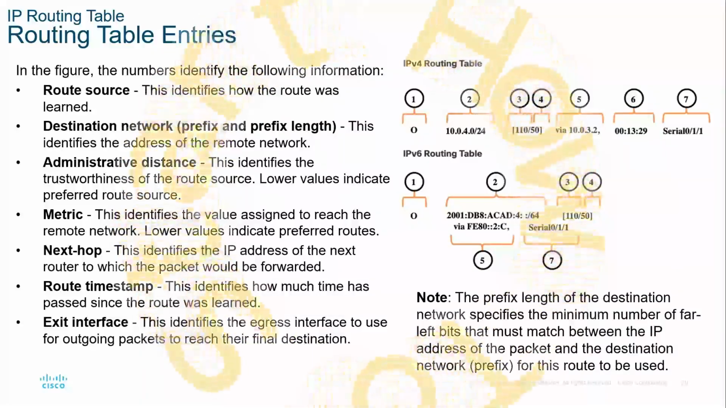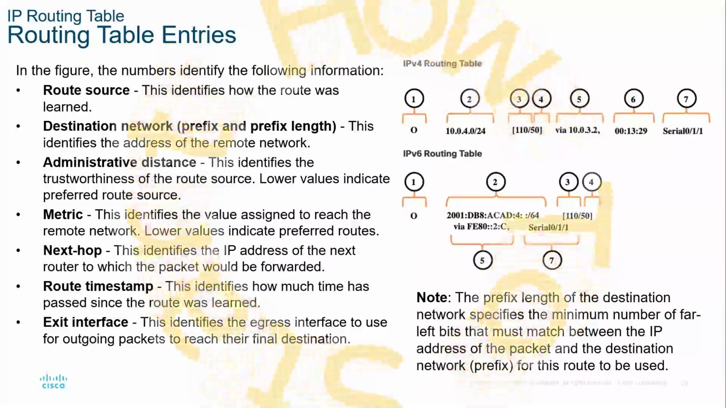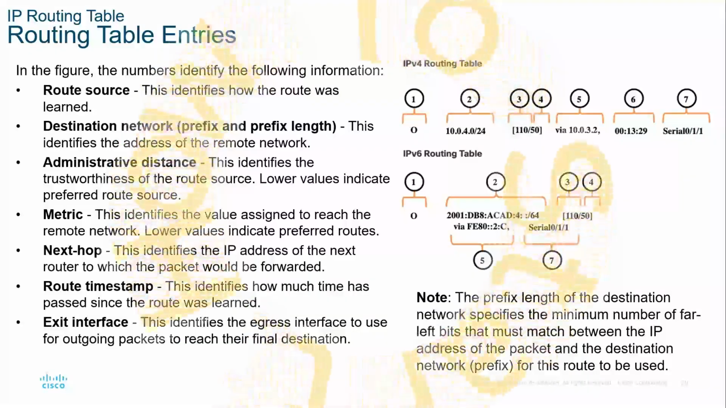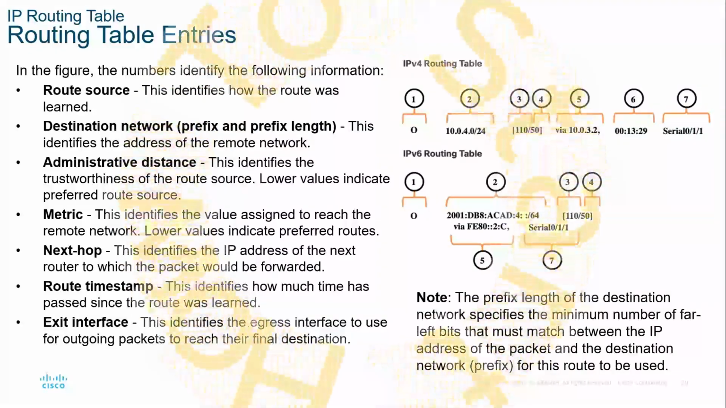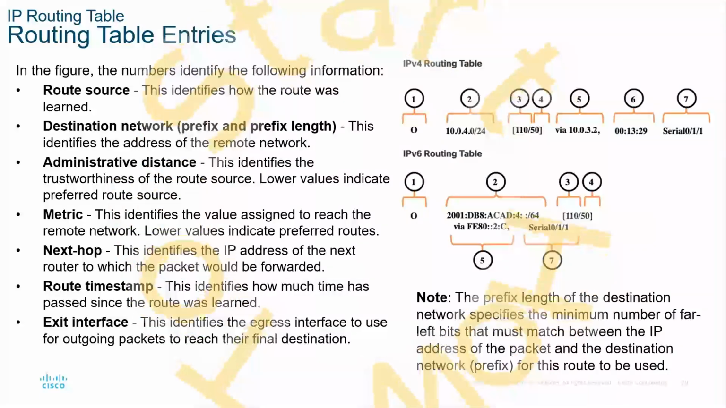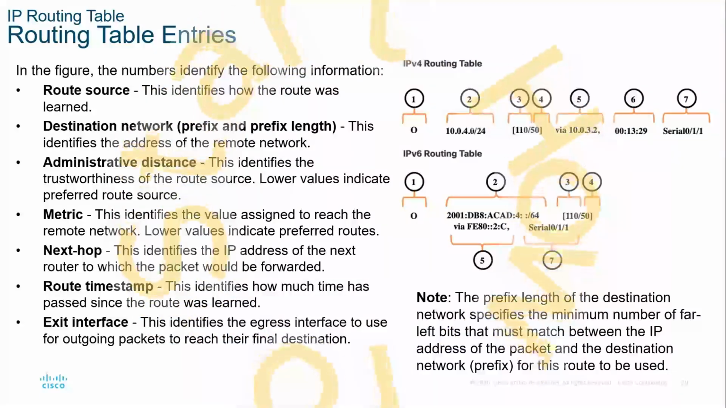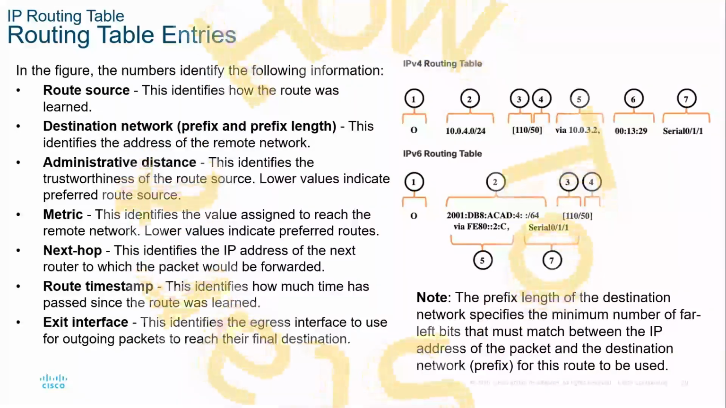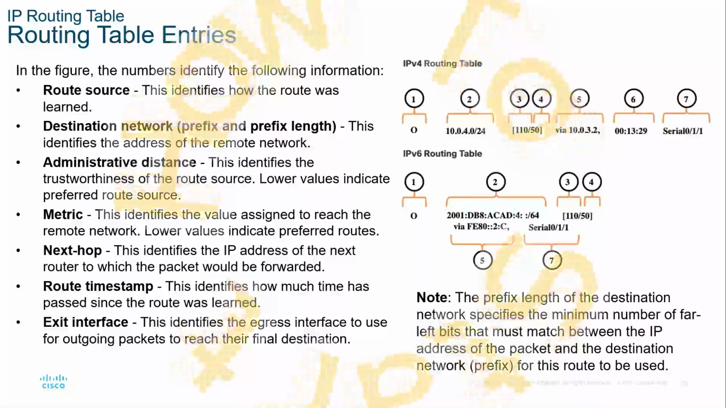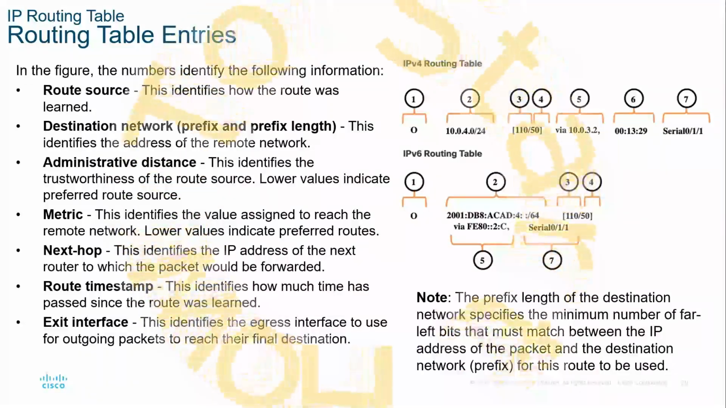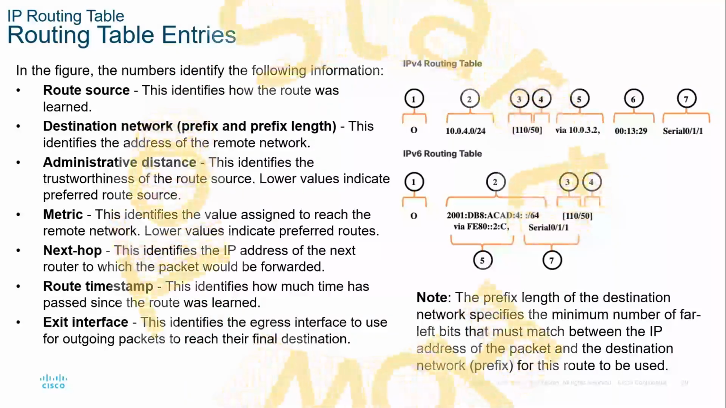Next will be the next hop. This will identify the IP address of the next router to which the packet should be forwarded. A route timestamp will identify how much time has passed since the route was learned. And lastly is the exit interface. How do we send the data out and to which port? You'll notice the same 7 steps are the same whether we're talking IPv4 or IPv6.